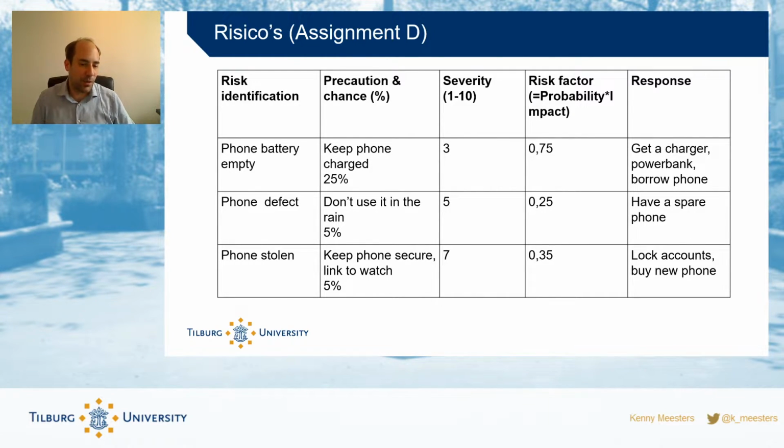It doesn't happen that often. So let's say there's a 5% chance of my phone getting stolen. So once we have those precautions and the percentages, what is the severity? How bad is it that it will happen?